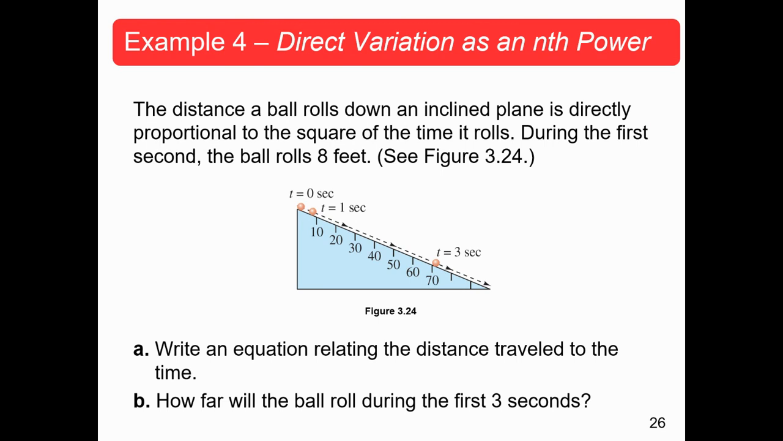So here's an example. We have a distance of a ball rolls down an inclined plane is directly proportional to the square of the time it rolls. During the first second, the ball rolls 8 feet. Write an equation relating the distance traveled to the time. And then how far will the ball roll after the first 3 seconds?